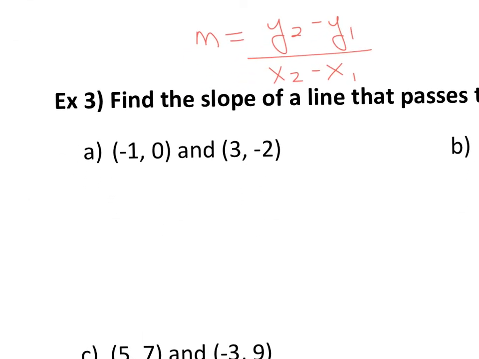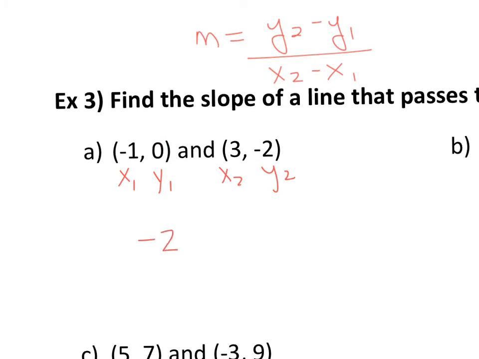All right, so when you're doing this, the first x you come to, you call it x1. The first y you come to, you call it y1. And then x2, y2. Okay, now it's just a matter of plugging it into the formula right here. So y2 is -2 minus your y1, which would be 0.